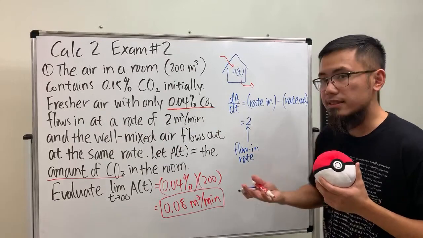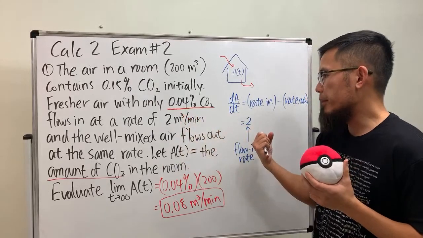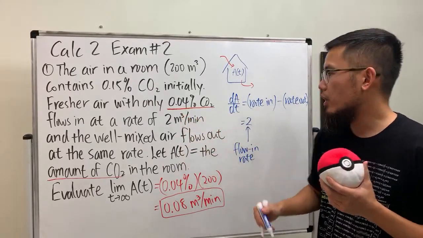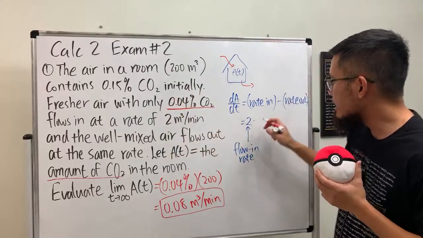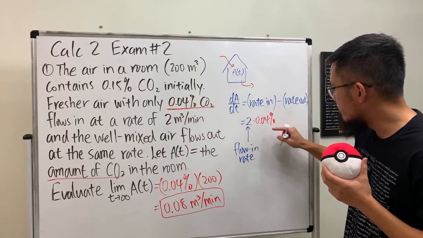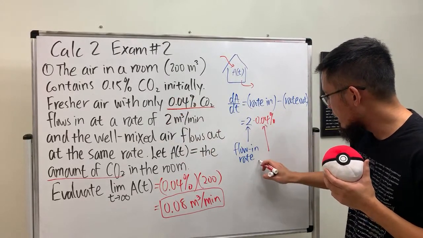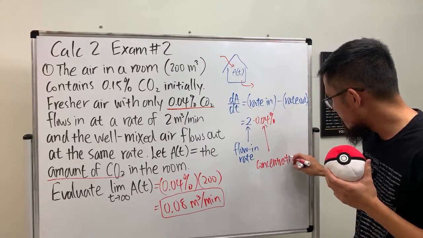How fast is the new air coming in, right? But not all the air that's coming in is carbon dioxide. When you come in, you also have to look at the concentration, which is namely 0.04%. And the red number here is meant to be for the concentration.